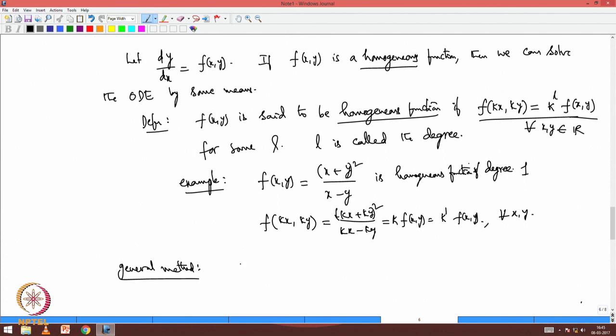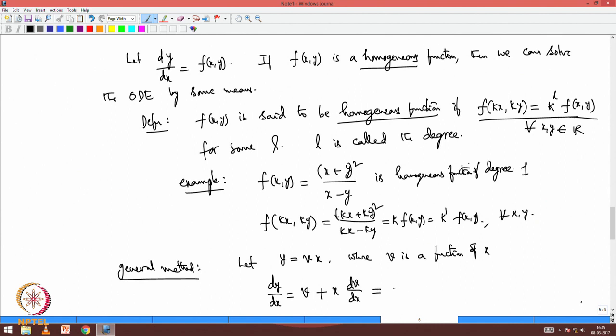You define a new variable: let y equal to vx, where v is a function of x, because y is a function of x, and v is a new variable that should also be a function of x. Then dy by dx equals v plus x into dv by dx. This is equal to f of x, y.